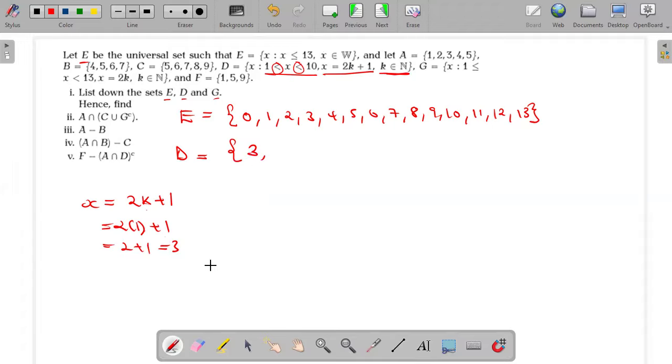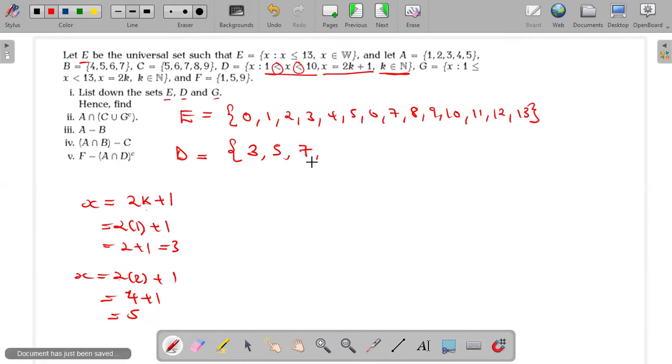Next, I have to replace k with 2. You're going to have x equal to 2 multiplied by 2 plus 1, that is 4 plus 1, which gives 5. If you continue to do this, you end up with odd numbers that are in between 1 and 10, not including 1 and not including 10. So the odd numbers in between 1 and 10 are 3, 5, and the next one is 7, and then 9.